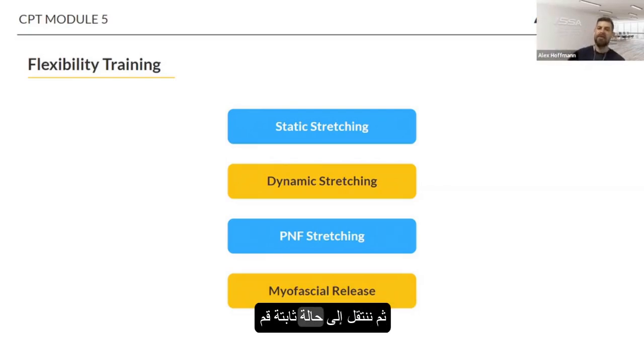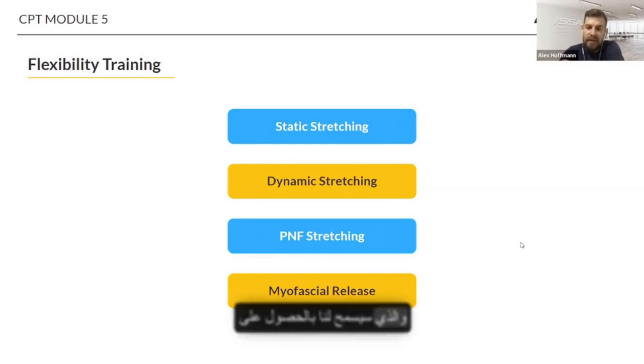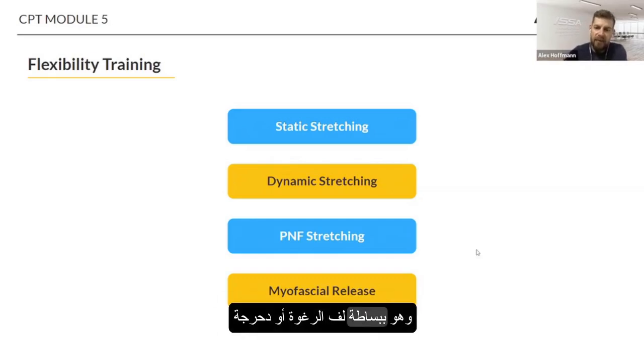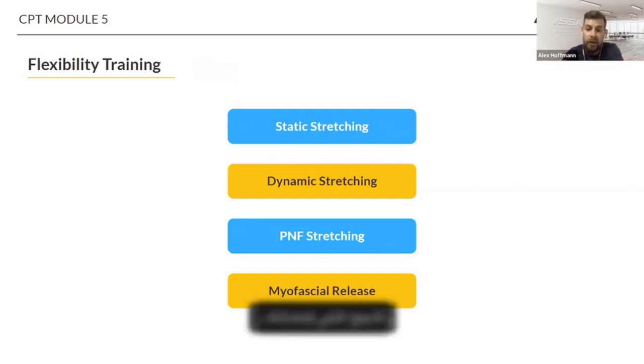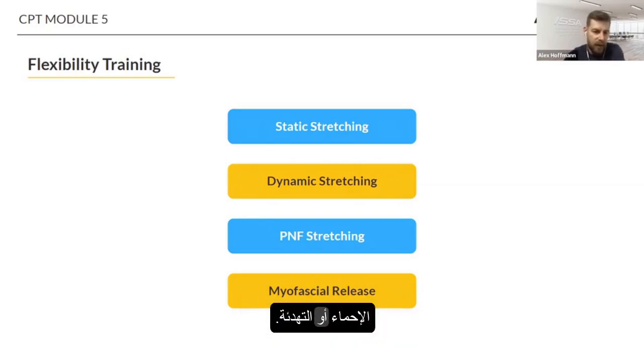And then we move into a static stretch with that muscle for anywhere between 30 to 60 seconds. What that does, that brief activation of the muscle will desensitize our Golgi tendon organ, which is going to allow us to get a little bit deeper stretch of that muscle. Lastly, we have myofascial release, which is simply foam rolling or rolling our muscles over a tennis ball or a golf ball. And what that does is that breaks up the scar tissue of our muscle. This can be done during a warm-up or a cool down.